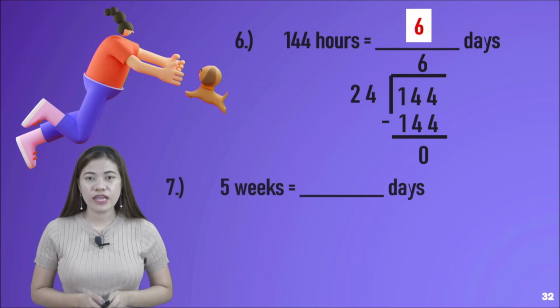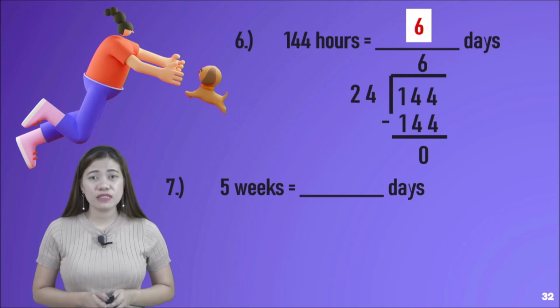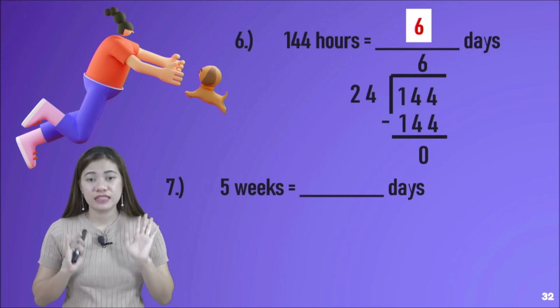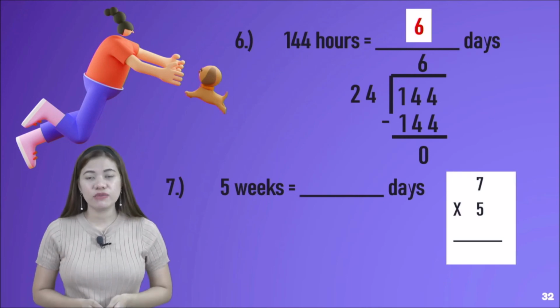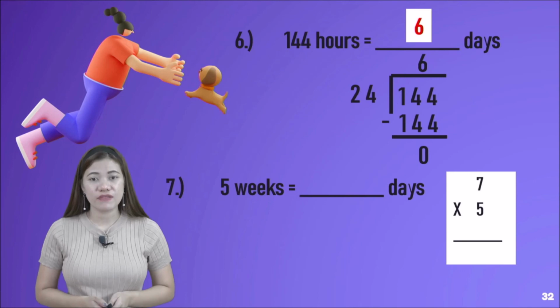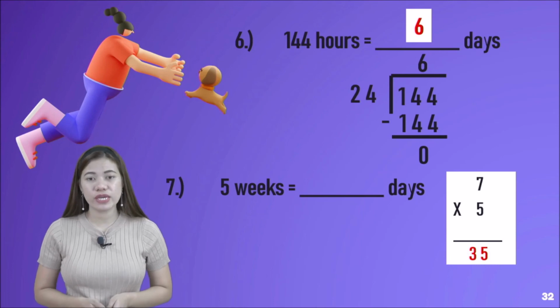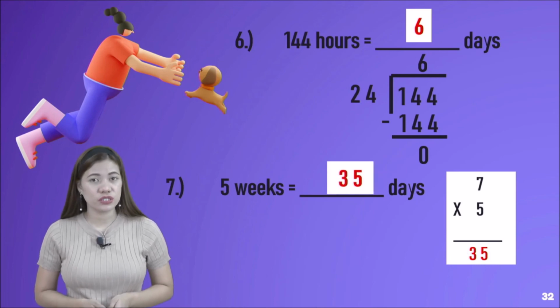Then number 7, 5 weeks is equivalent to blank days. How many days do we have in 1 week? We have 7 days, okay? So here, we will just multiply 7 days times 5. 7 times 5 is equivalent to 35. So 5 weeks is equivalent to 35 days.